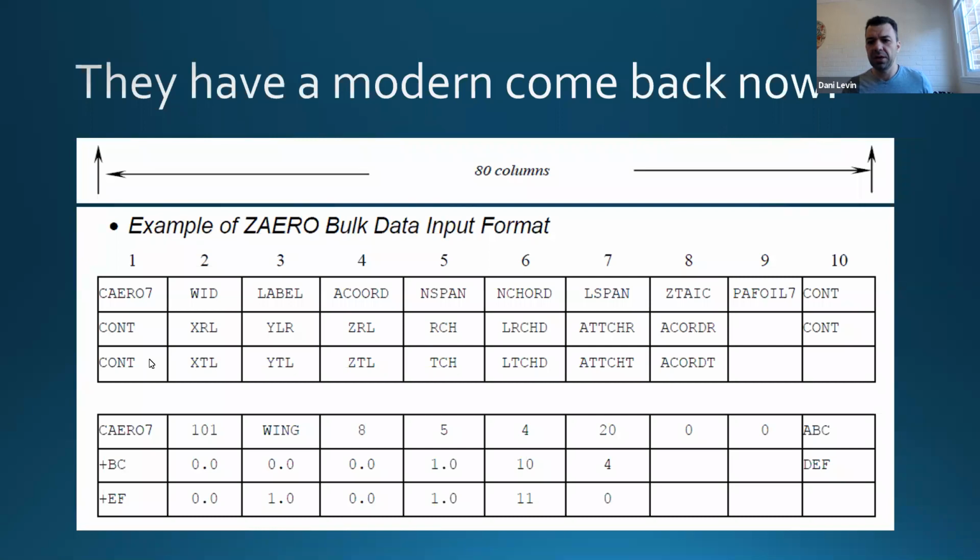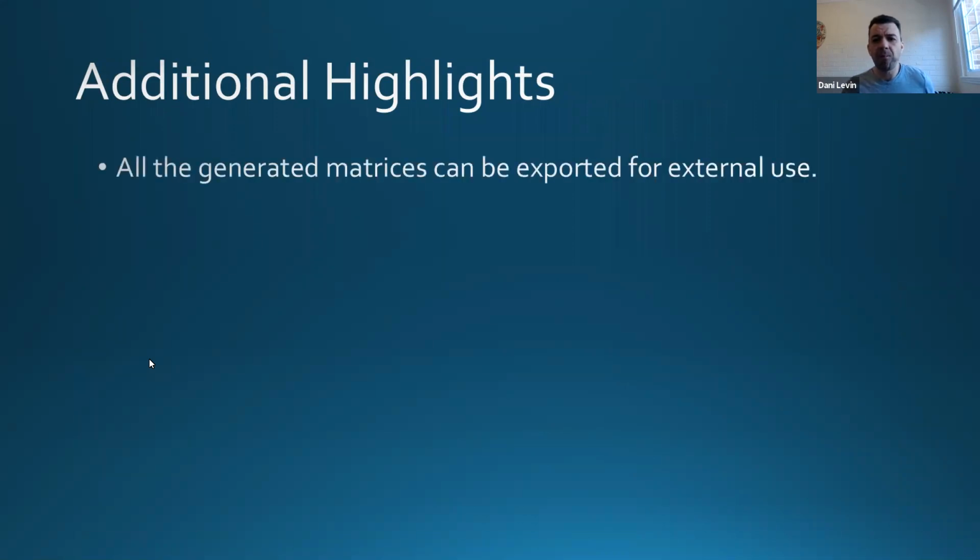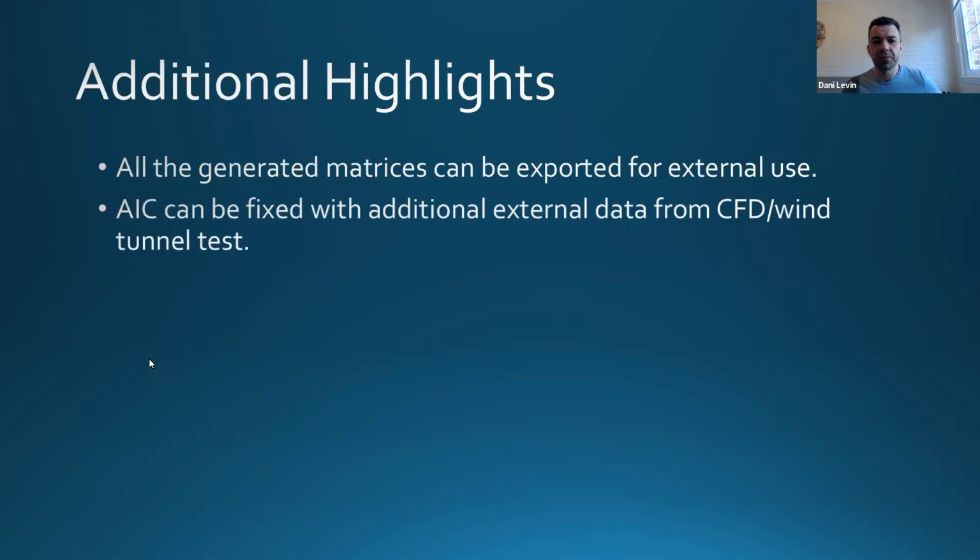Okay, so I'm about to summarize my ZAERO presentation with additional highlights. Everything that you generate inside ZAERO can be exported for external use. You can export, for example, the aerodynamic matrix and use it in MATLAB, if you wish. You can use your hardly obtained CFD or wind tunnel test data to fix the linear AIC matrices. There are dedicated cards that do this.